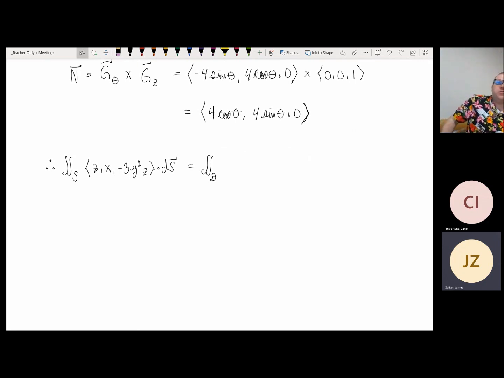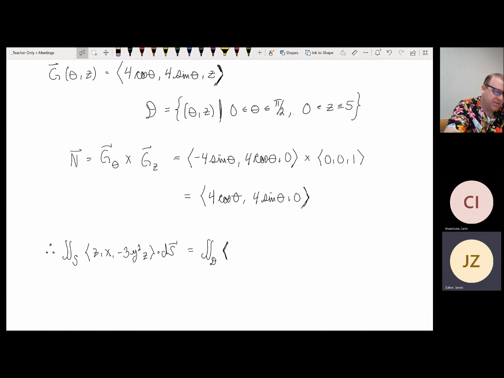Evaluate flux, right? It's the double integral over the parameter domain. Evaluate the field over the parameterization. Right, so Z becomes Z. X becomes 4 cosine theta. Y becomes 4 sine theta. And Z, right? Yeah. And just Z again. I am going to actually rewrite that. 4 squared is 16. 16 times 3 is 48.